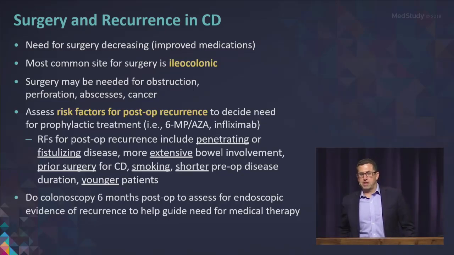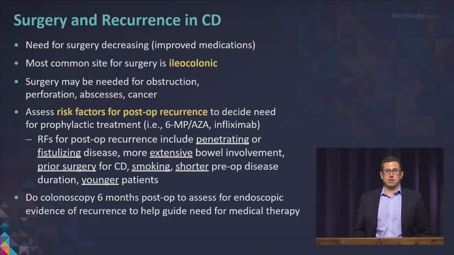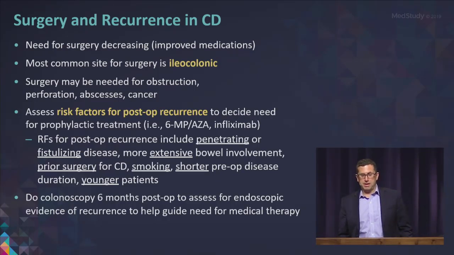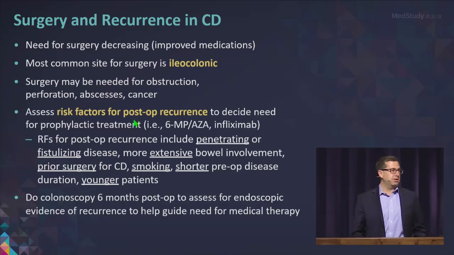So some risk factors for postoperative recurrence, I think this is fair game and important points for a test, would be penetrating disease, such as fistulizing disease, more extensive small bowel involvement, prior surgery for Crohn's disease, smoking, which will worsen the course of Crohn's disease. All Crohn's disease patients should be encouraged to stop smoking. Other risk factors are a shorter pre-op disease duration and younger patients. And so a lot of times after a patient has had surgery, about 6 months later, we'll go in with a colonoscope and we'll assess the anastomotic site, and we'll use that information in conjunction with these risk factors to make a determination of whether or not we're going to put them on prophylactic medicines to prevent future recurrence.